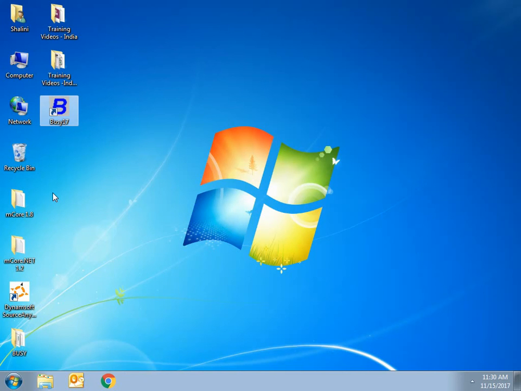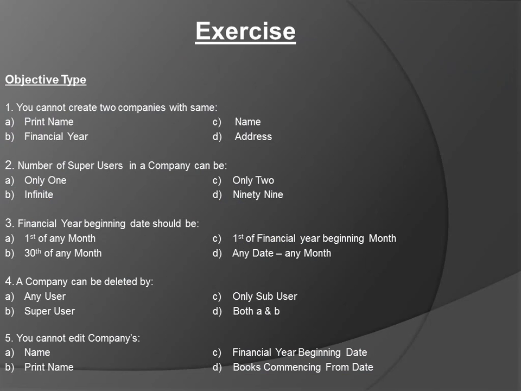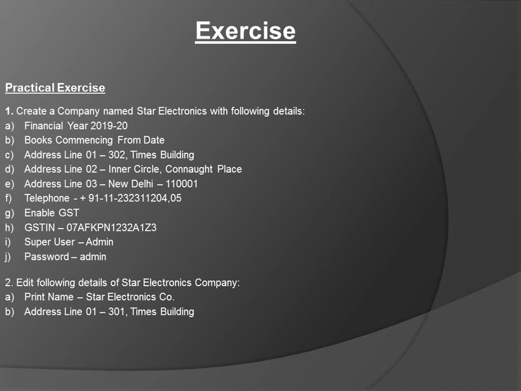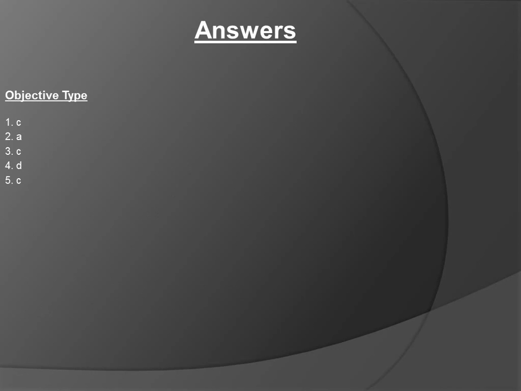So in this chapter we have covered creating a company, editing company, taking company backup data, restoring data, setting data directory path. At the end of this chapter we have provided some exercise also. You can see on the screen various critical questions, theoretical questions are displayed which you can attempt. Hope after going through this chapter you would be able to easily create, edit companies, backup company data, restore data and set data directory path.